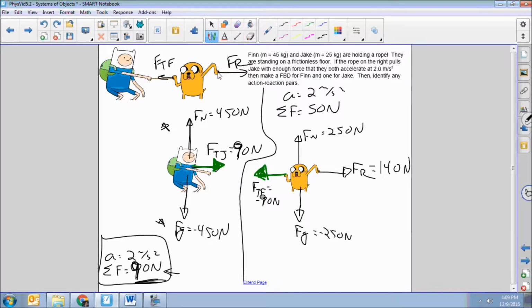Okay? So if there's 90 newtons of tension on Finn from Jake, then there's 90 newtons of tension on Jake from Finn, action-reaction. Also 90 newtons, but negative. So again, put in your gravity, put in your normal force, and then figure out what Roy's force needs to be to give you the desired net force. Okay?